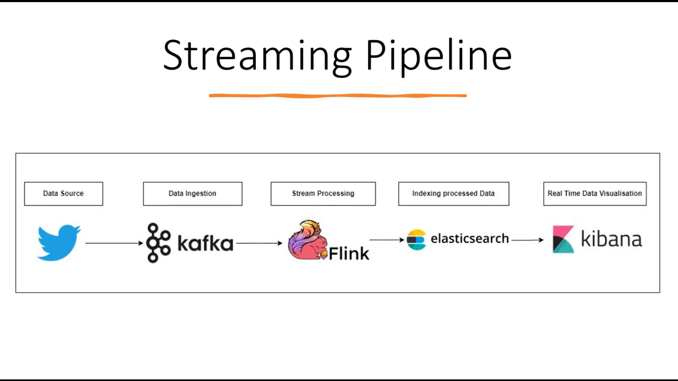And there you have it, the word count streaming architecture pipeline. With Kafka, Flink, Elasticsearch, and Kibana working together, we can ingest, process, store, and visualize streaming data in real time.